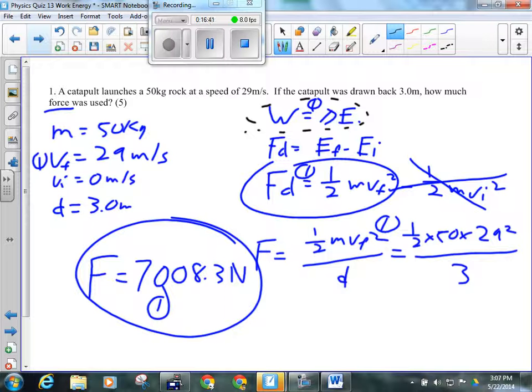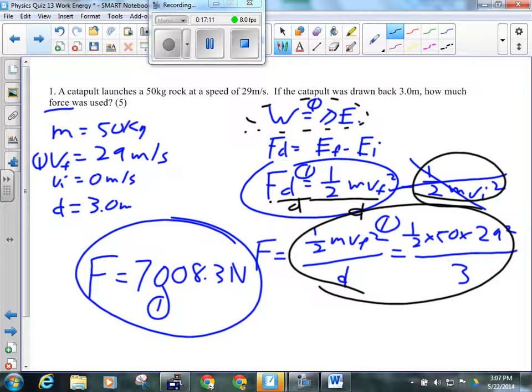So we have work as a change in energy. Give them a mark for that. And then give them a mark for force times distance equals 1/2 mvf squared. Obviously, there was no initial kinetic energy because the rock was stationary while sitting in the catapult. So if I want to find force, I divide both sides by d, and I'm left with this. F equals 1/2 mvf squared over d, or 1/2 of 50 times 29 squared over 3 meters. Give them a mark if they had something that looks like that.